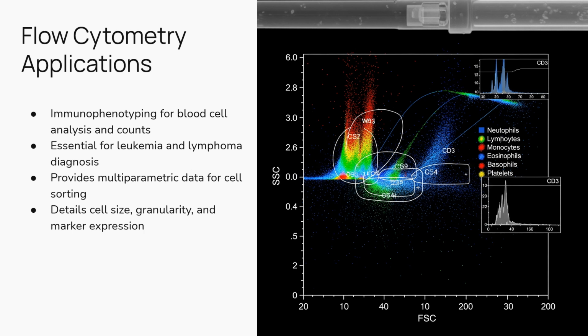So just some takeaways for flow cytometry. This allows simultaneous multi-parameter analysis of single cells. It plays a critical role in clinical diagnostics, research, and therapy monitoring. Proper sample preparation, antibody selection, and gating are essential for accurate results.